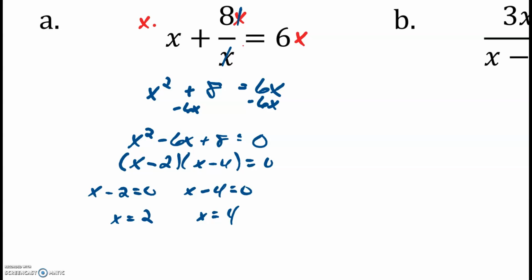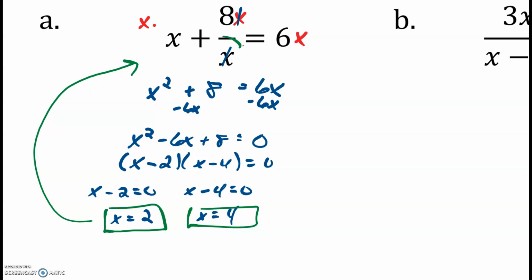Now, when we solve rational equations, we have to make sure that both of these solutions are okay to have in my original equation. So I need to look at the denominator. Is it okay to divide 8 by 2? Yes, it is, so 2 will work. Is it okay to divide 8 by 4? Yes, it is, so 4 will work. So those are my two solutions.